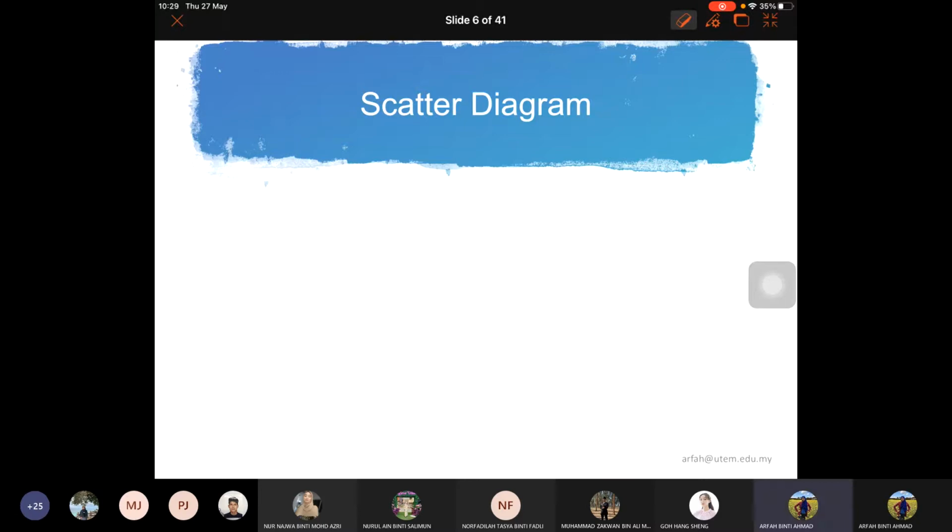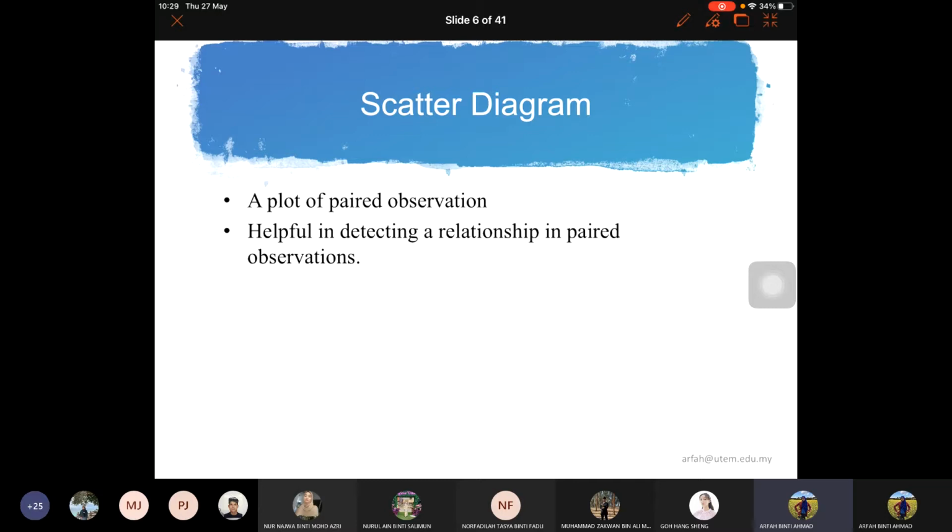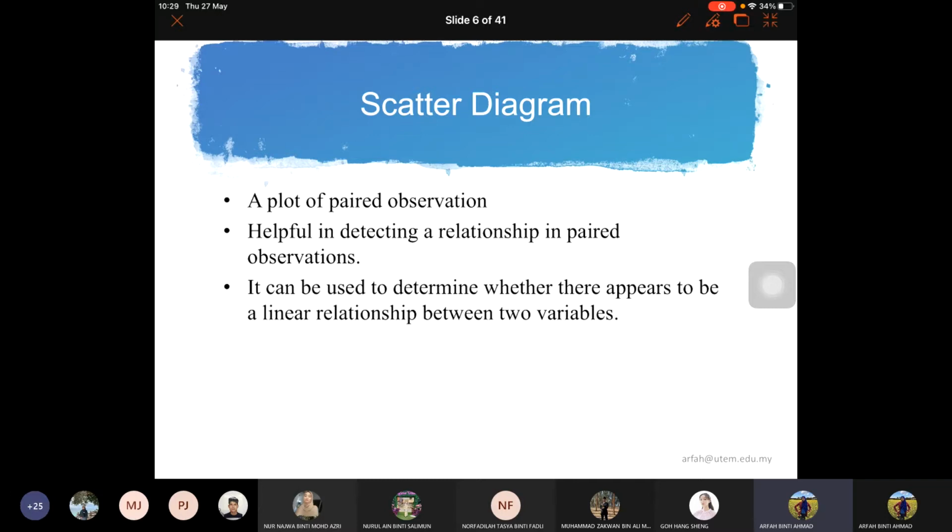Okay. So kita dah tengok tadi how to determine yang mana satu X, mana satu Y. So step kedua kita nak tentukan menggunakan scatter diagram. What is scatter diagram? It is a plot of pair observation, meaning that a plot that represent titik-titik X dan juga titik-titik Y. Okay. So it is helpful in detecting the relationship in pair observation. And it can be used to determine whether there appears to be a linear relationship between two variables.